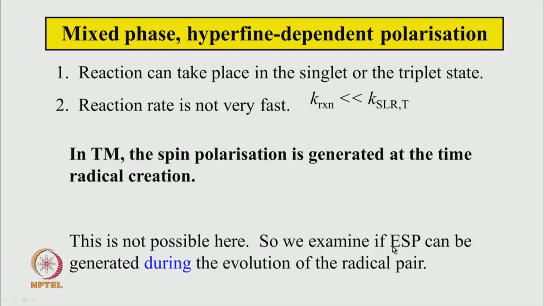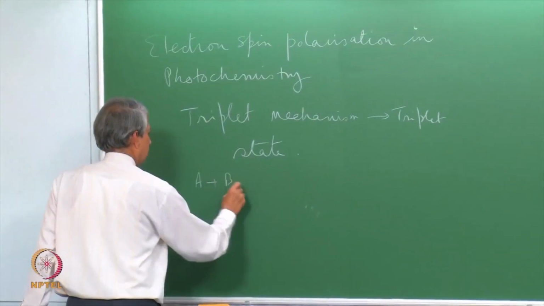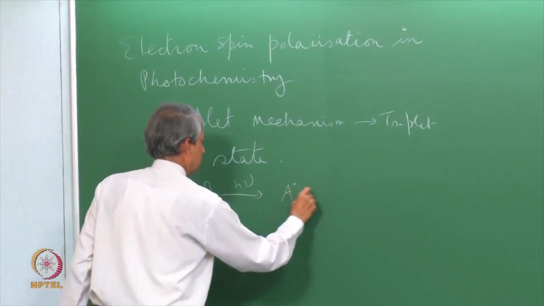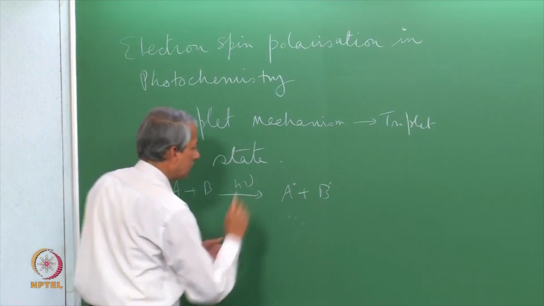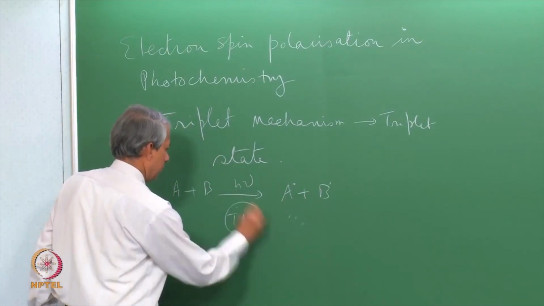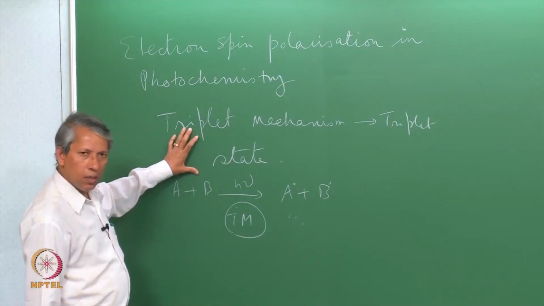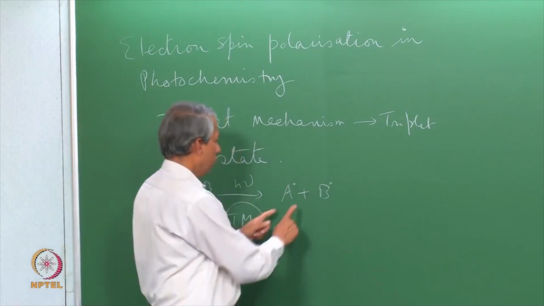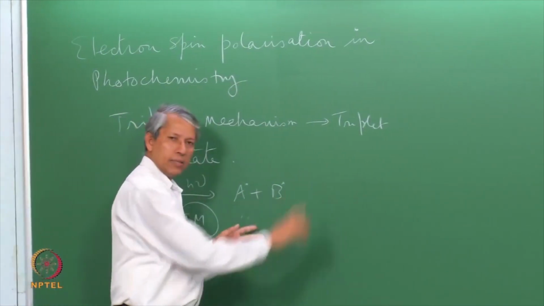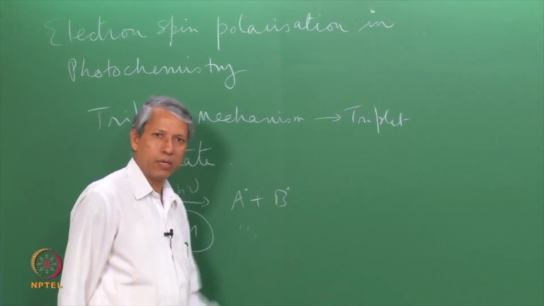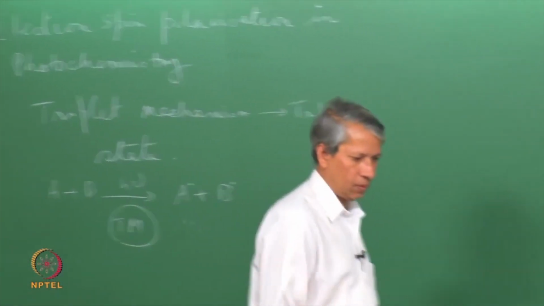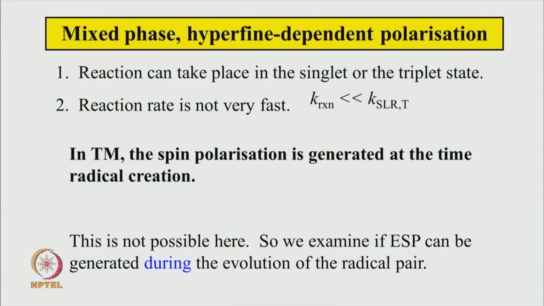So, we examine if the electron spin polarization can be generated during the evolution of the radical pair. That is, after radicals A and B are formed, something like this happens. During the generation process I get the triplet mechanism. So, if these conditions for TM are not satisfied, then can the polarization develop as the radicals are evolving? Maybe that is the way the other mechanism works. So, we will have to understand how the radicals evolve after they are produced.